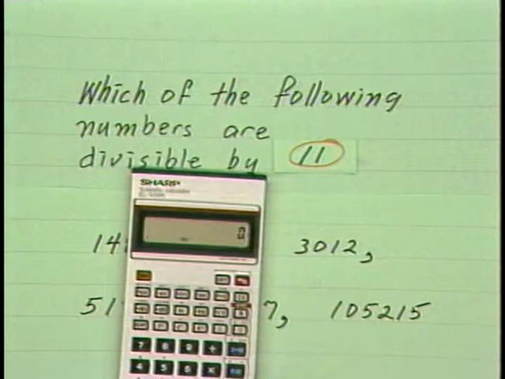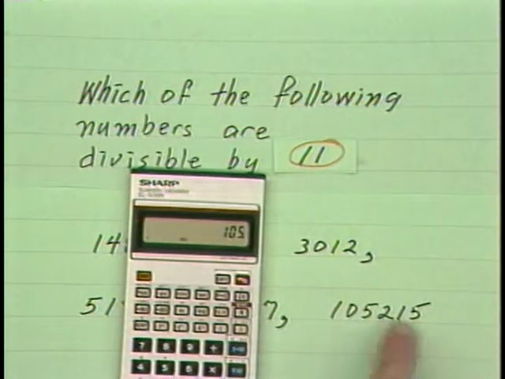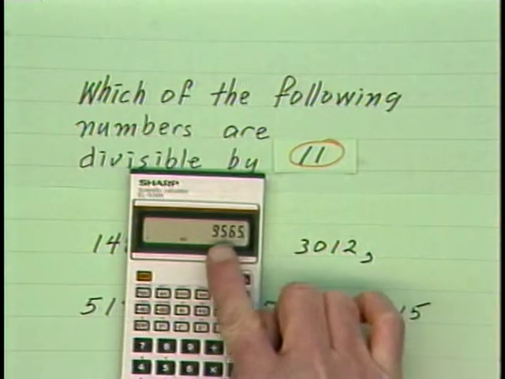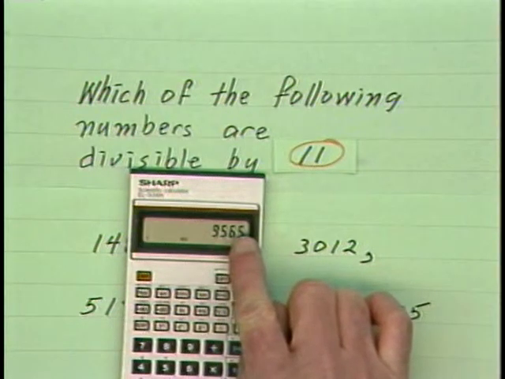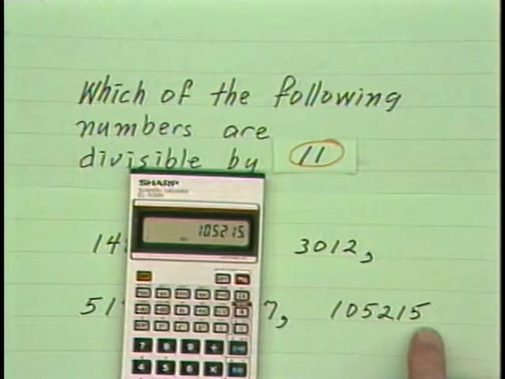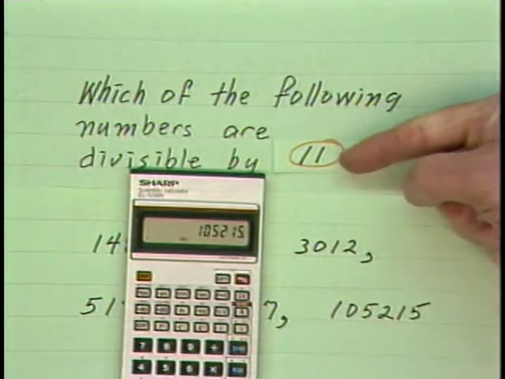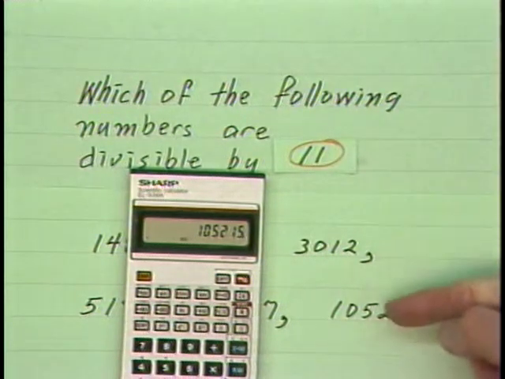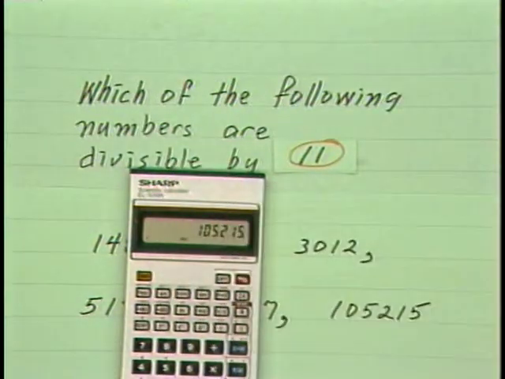Let's try it. 105,215, divide by 11 equals, and there it is, 9,565. To double check, times 11 equals, and sure enough we're right back to where we were. But the divisibility test for 11, again, is messy enough we don't teach it. We simply say try it and see. It takes time, but less time than trying to remember a rather involved divisibility test.